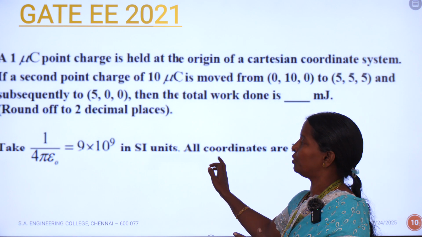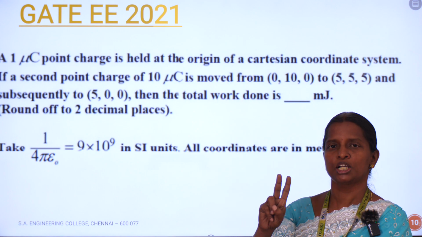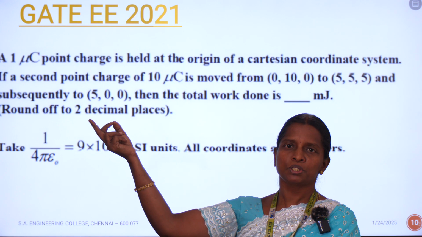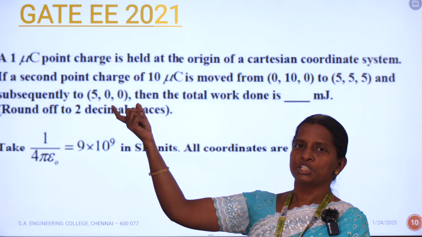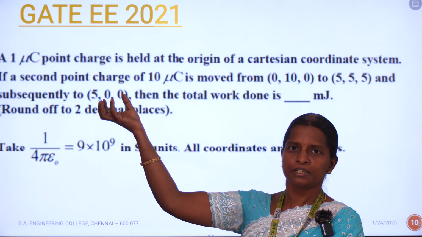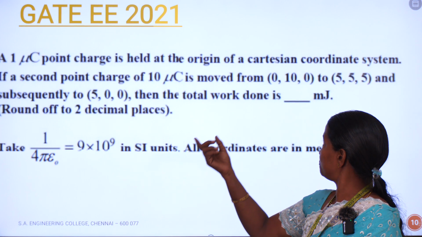And they are asking the work done. That is, we are having 2 charges, 1 microcoulomb at the origin, another at 0, 10, 0, and that point charge, that is 10 microcoulomb, has to be taken from 0, 10, 0 to, what is the first question?